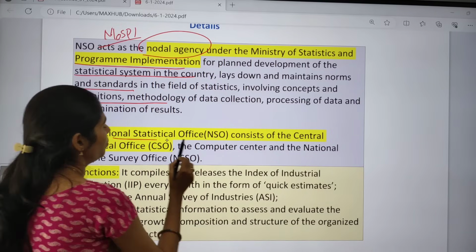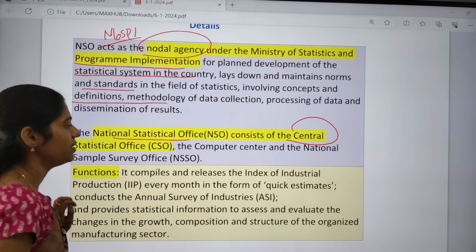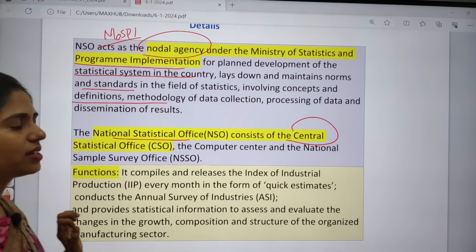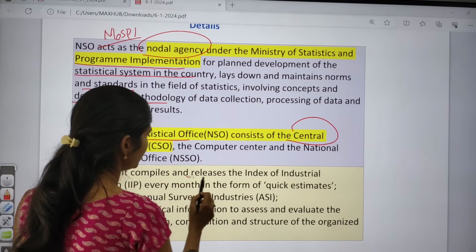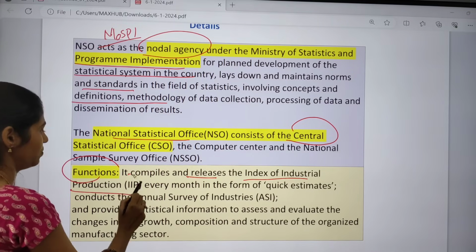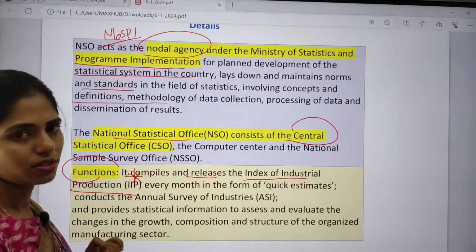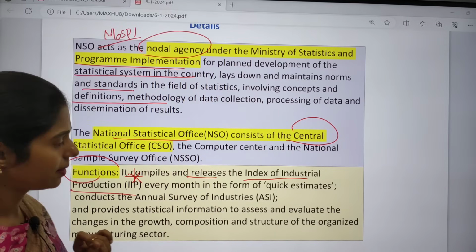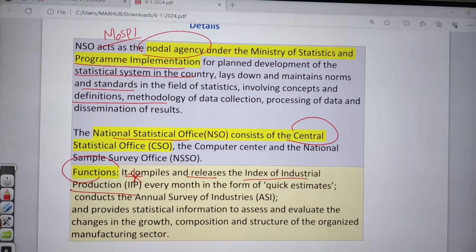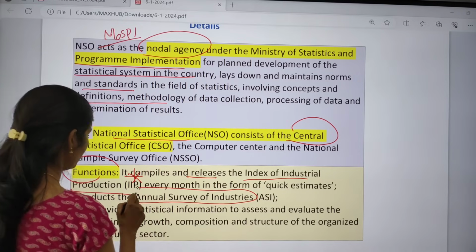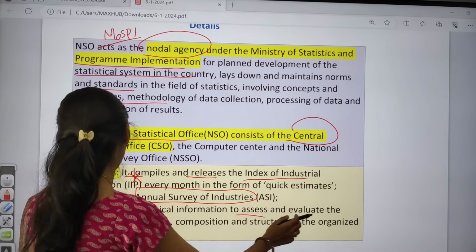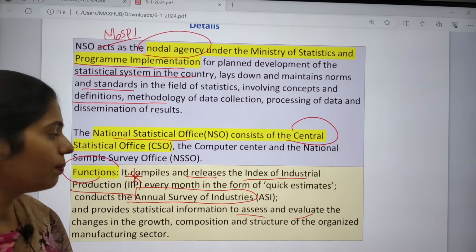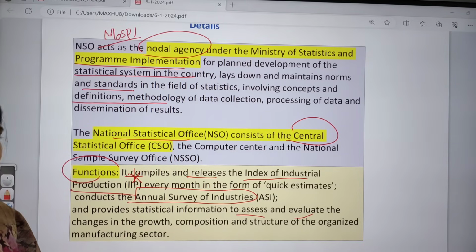This NSO consists of the Central Statistical Office and also the National Sample Survey Office. So what are the functions? It releases the Index of Industrial Production. It is very important. IIP is released by this NSO every month. It also conducts the Annual Survey of Industries, and it provides statistical information to assess and evaluate the changes in growth, composition and structure of the organized manufacturing sector. All these things are included here.